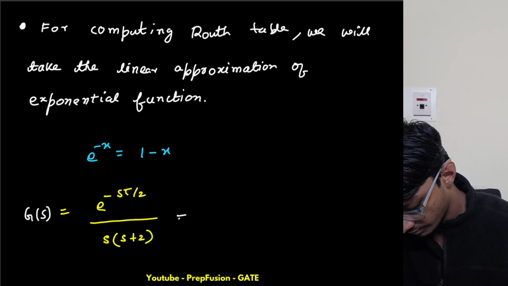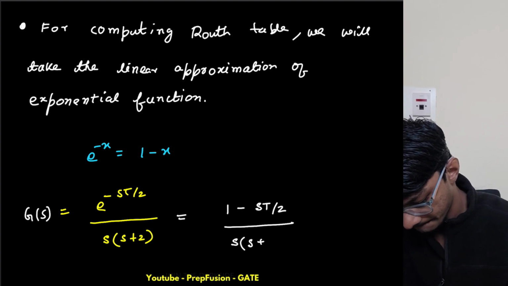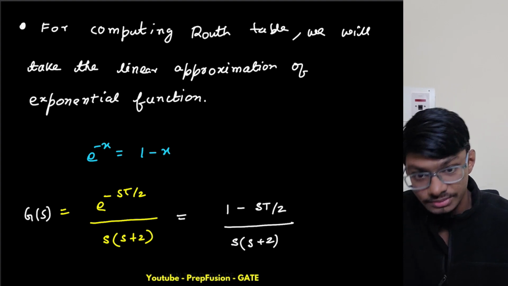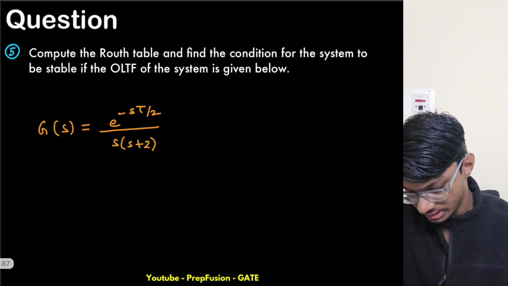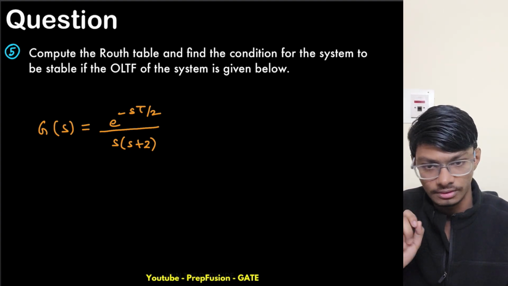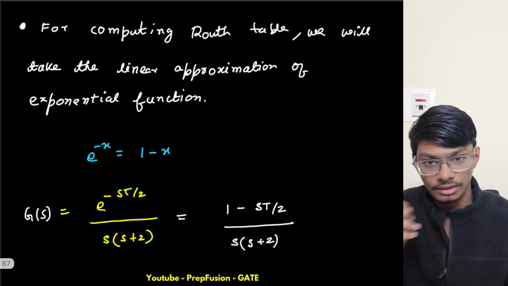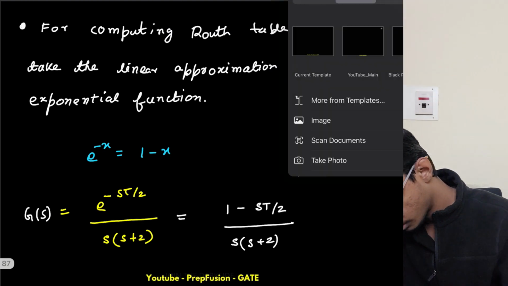Now I can further simplify this like this: 1 minus sT by 2, divided by s into s plus 2. Okay, so this is basically my OLTF. Now I will find my CLTF. If nothing is said, I will obviously consider a negative unity feedback system. So that is what we'll consider.